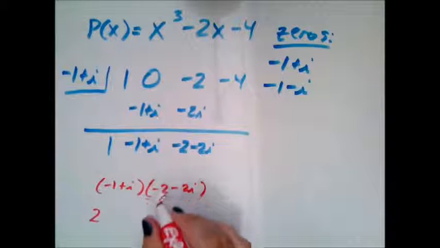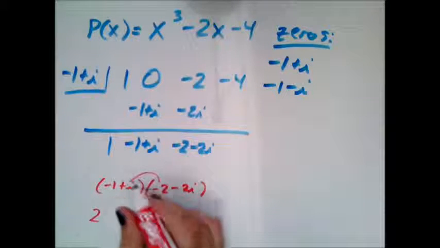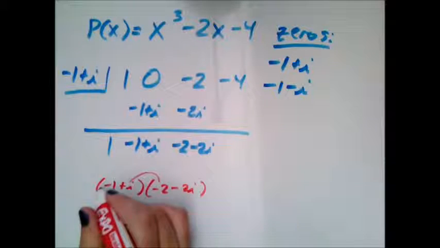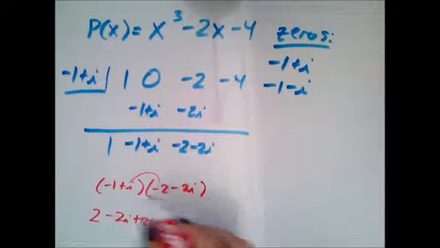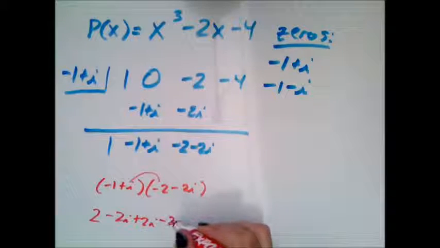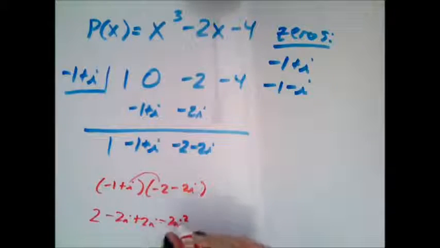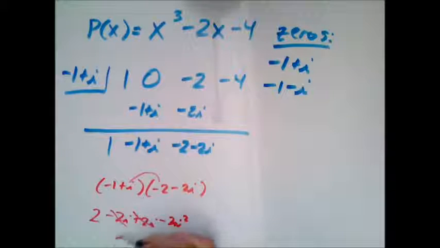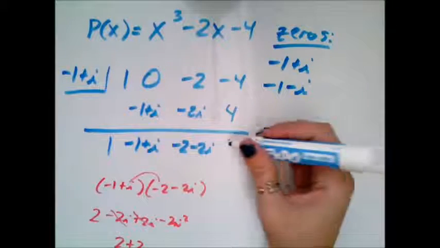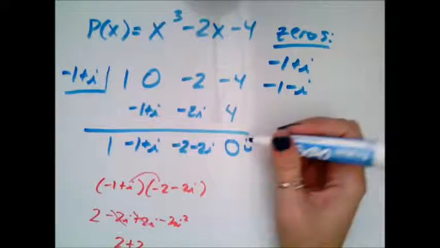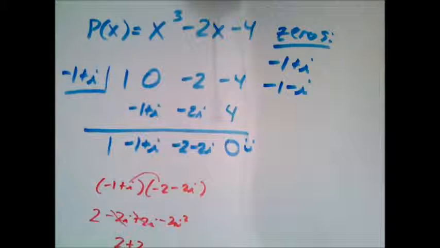So first term, -1 times -2. My inside term is -2i. Outside term is +2i. And last term is -2i squared. But that's -2 times -1. Those two cancel, so it's like 2 plus 2. So we were right on the 4. And we get a remainder of 0. And so that tells us, hey, that did divide in evenly.